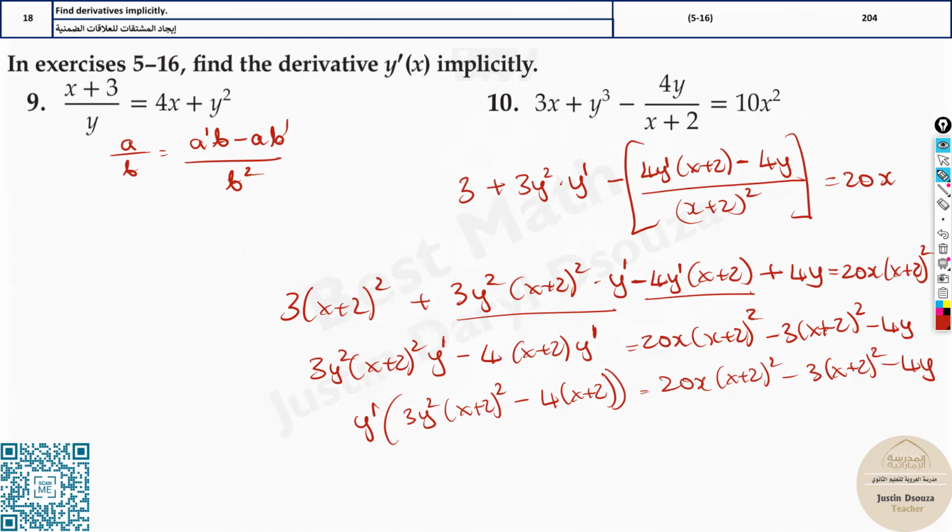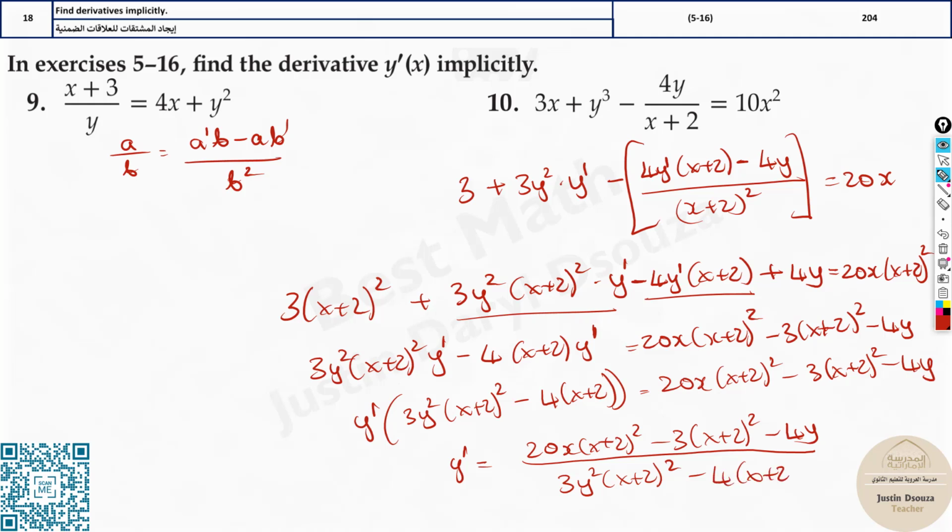It's a bit lengthy one. And the final answer would be y prime as this entire term, 20x into (x plus 2) the whole power 2 minus 3 into (x plus 2) the whole squared minus 4y, divided by, what happens here, 3y squared into (x plus 2) the whole squared minus 4 times (x plus 2). So this is the final answer.